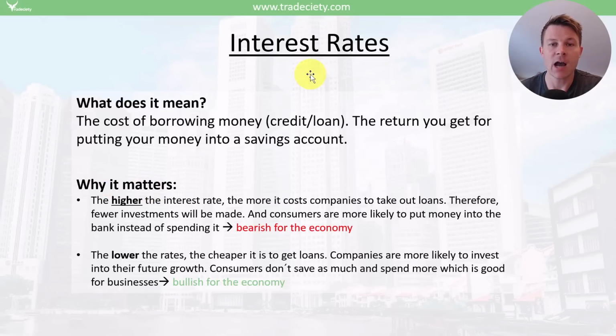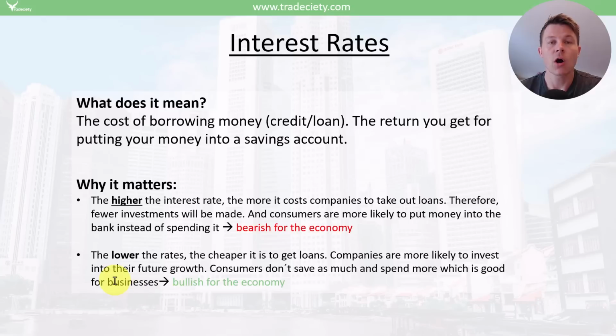Why does it matter, and how are interest rates impacting businesses and consumers? The higher the interest rate, the more it costs companies to take out loans, and therefore fewer investments will be made when interest rates are high. And consumers are also more likely to put money into the bank when interest rates are high instead of spending it, because then you get back more and your money can grow. So typically higher interest rates are seen as bearish for the economy because companies don't invest as much and consumers don't spend as much.